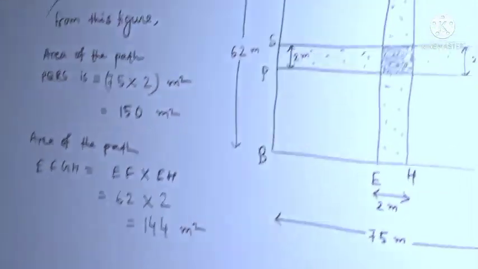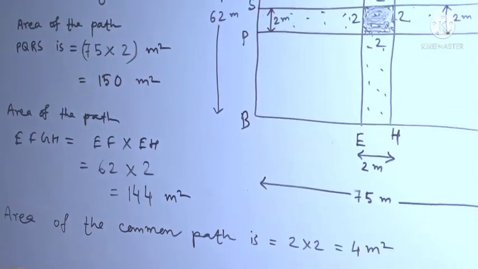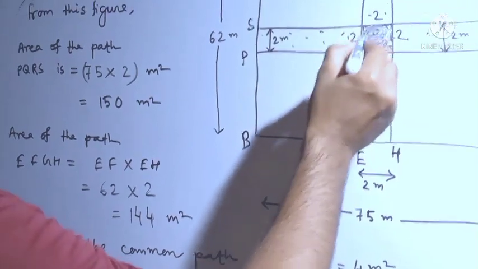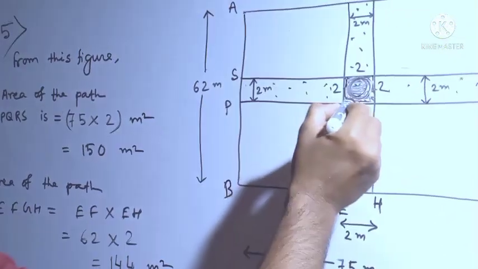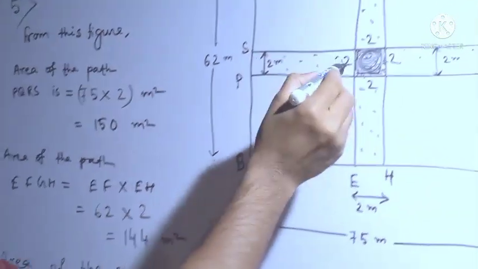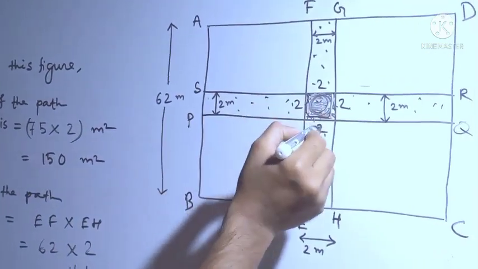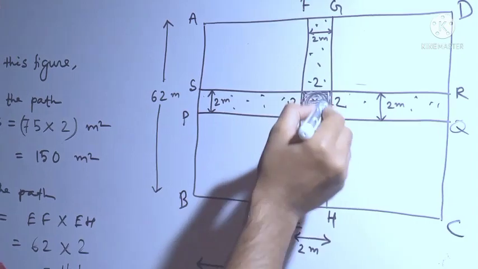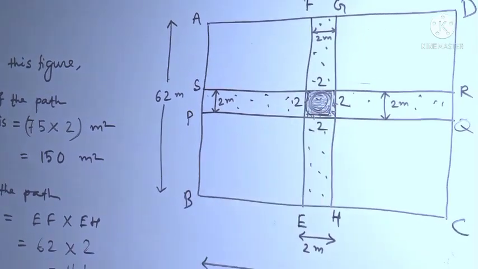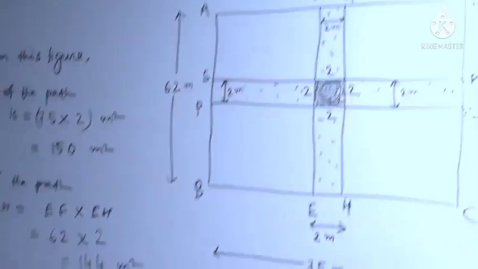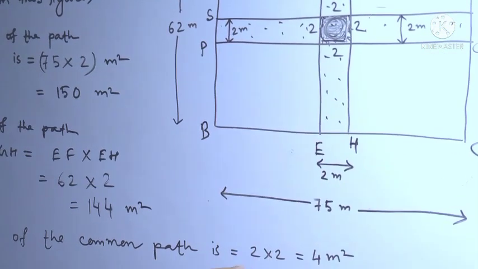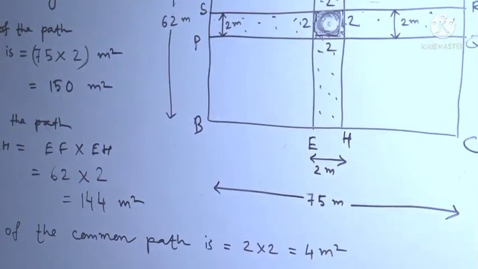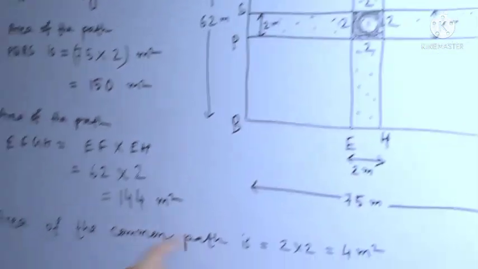Okay, so now we have to find the area of the common path, that means this square. We have to find the area of this square. Each side is equal to 2 meter. Okay, by this figure we can say each side of the square is 2 meter. So what will be the area of the square? Side into side, our formula is side into side, so 4 meter square is the area of this small square, or you can say the common path.